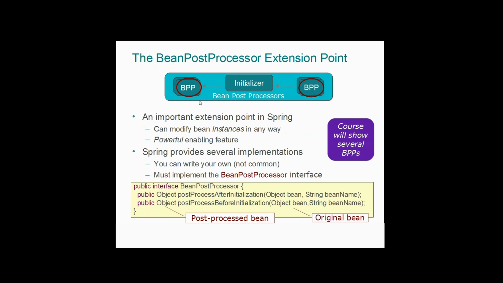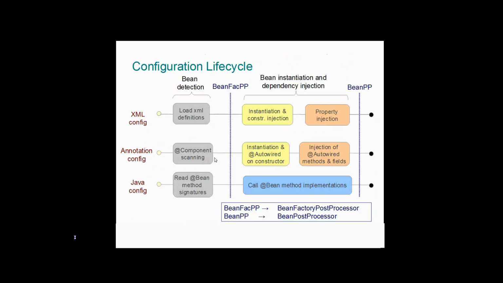Okay. So we'll talk about this later, bean post processor, after initialization. Now, if you look at this configuration lifecycle, whether it is for XML, annotation, or Java, the bean definition for XML will be loaded from the XML file. For annotation, it will be loaded from the component scan, and for Java, it is loaded from the bean method part of the configuration annotation.